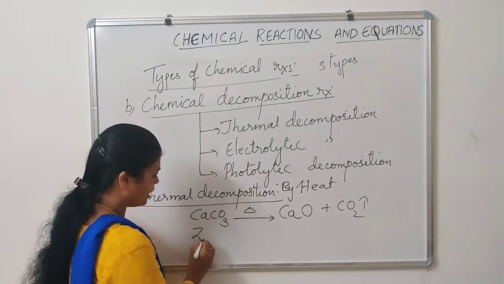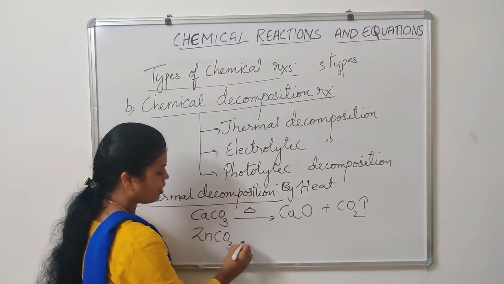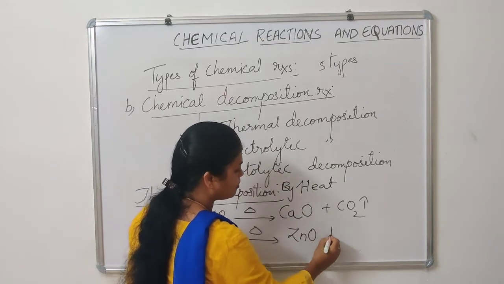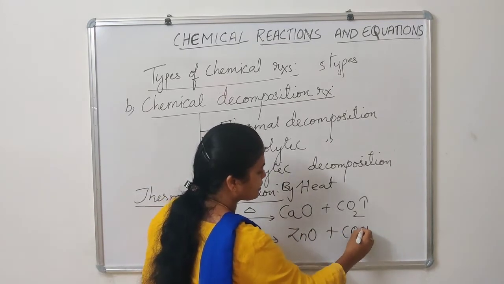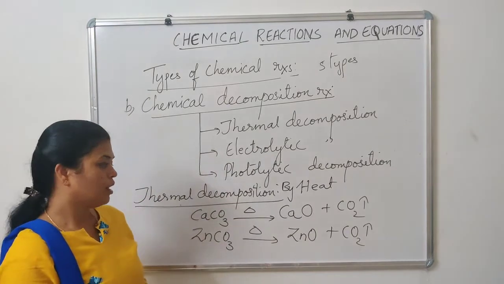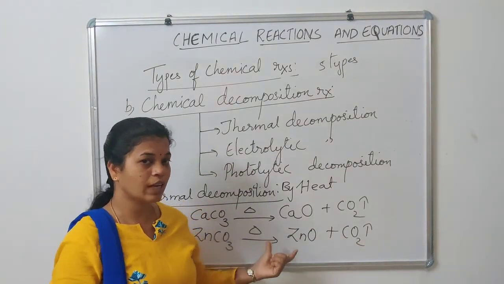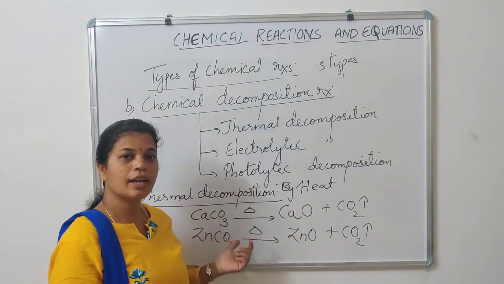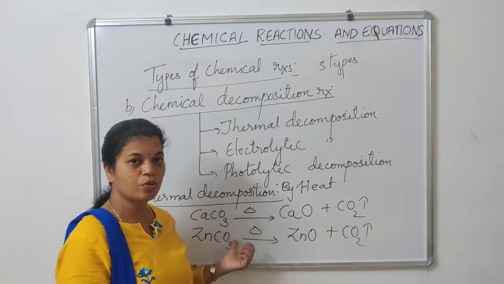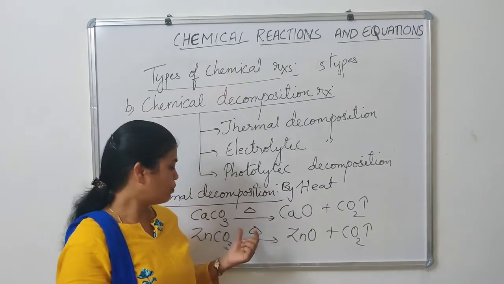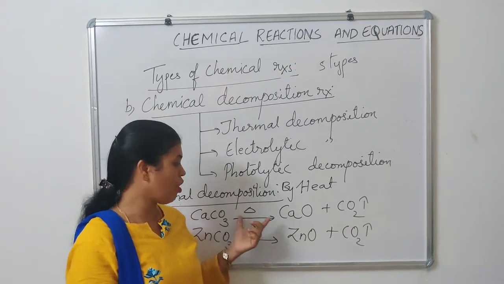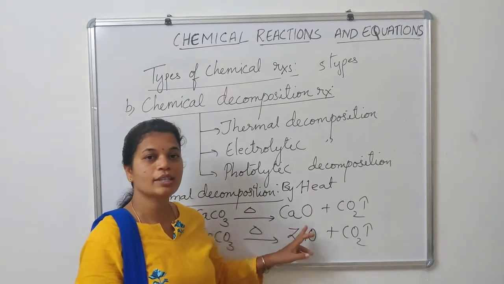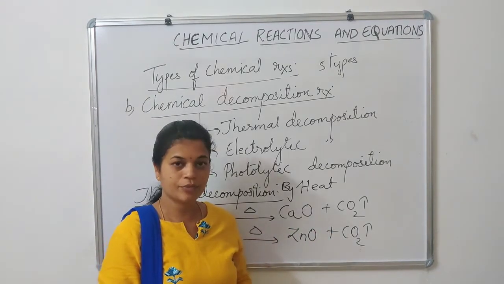Similarly, zinc carbonate, ZnCO3, on heating forms zinc oxide plus carbon dioxide gas. In villages you might have seen how quicklime is formed. In a kiln, they put the calcium carbonate, the limestone or molluscan shells, and heat it very strongly in the absence of air, and it gets decomposed to calcium oxide and carbon dioxide gas.